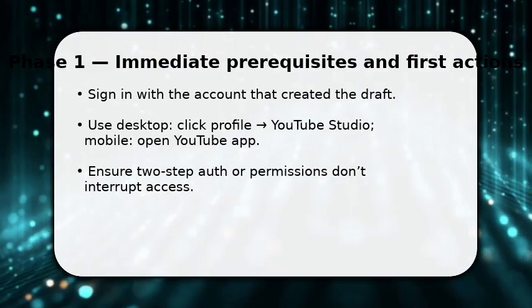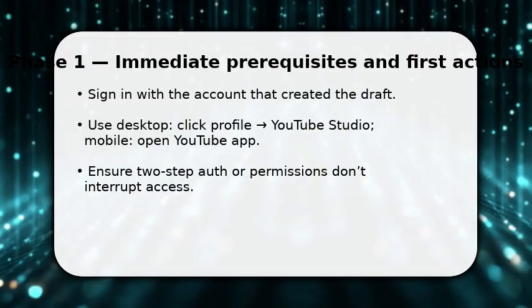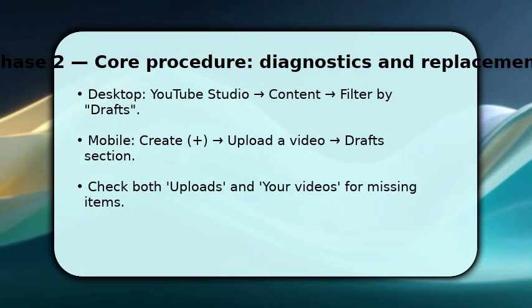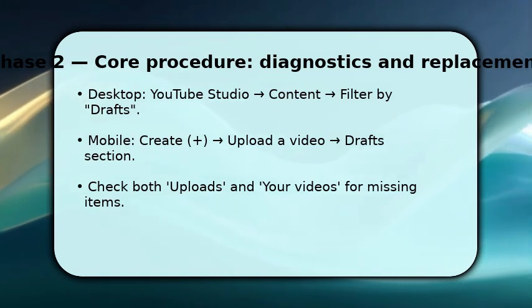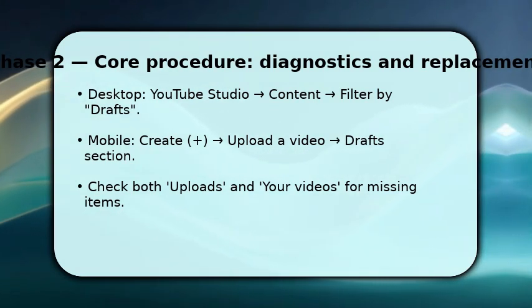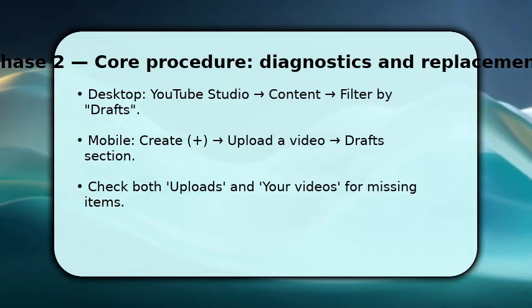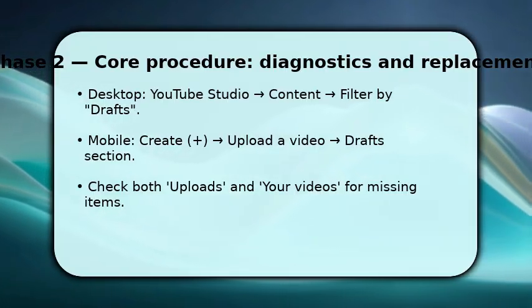Once done, proceed directly to the Content or Uploads area to reveal drafts saved under your Uploads or in the Drafts folder. Now locate the actual drafts. On desktop, go to YouTube Studio, choose Content, then use the Filter menu and pick Drafts so only unfinished uploads appear. On mobile, tap Create, choose Upload a Video, and then look for the Drafts lane at the bottom. Drafts saved locally can show there.